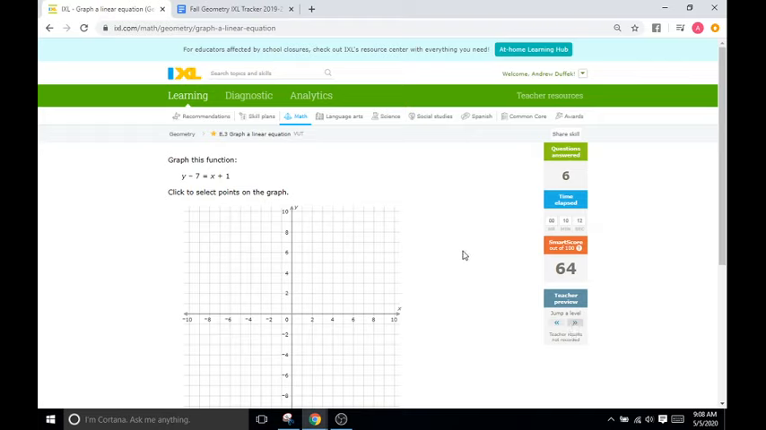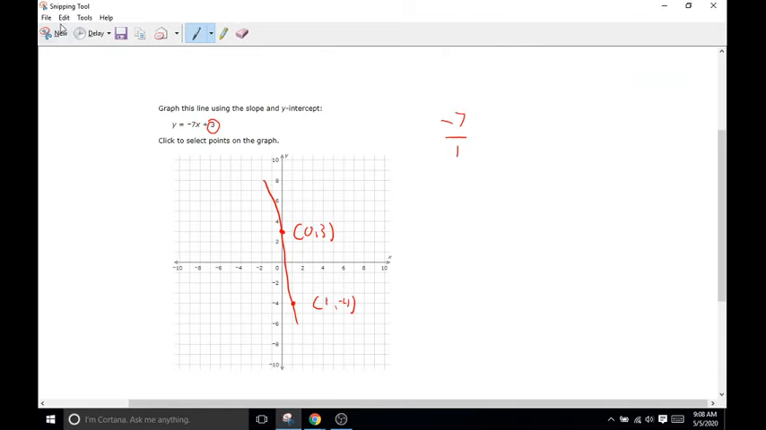y - 7 equals x plus 1. Oh, okay. So this does not give you the form you're used to for the y equals mx plus b for your equation of a line. But that's totally fine. All you have to do is get the y by itself. So I can do that real quick.